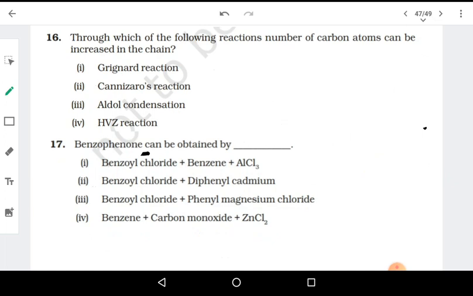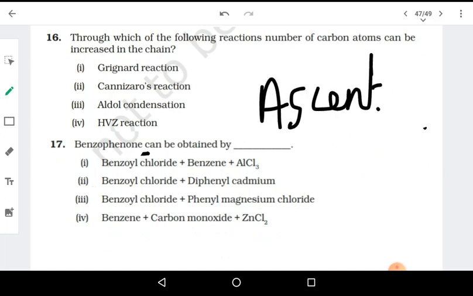Next, through which of the following reactions the number of carbon atoms can be increased in the chain? Increase in the chain means it is ascent of series. I have taught you ascent of series in 2 places. What is that? Grignard reaction can be one of those, right? And in aldol condensation also we have studied it is ascent of series. Next, benzophenone can be obtained by benzoyl chloride and diphenyl cadmium. That is possible. Even benzoyl chloride and benzene plus AlCl3, Friedel-Crafts acylation, that can also be used for this process.